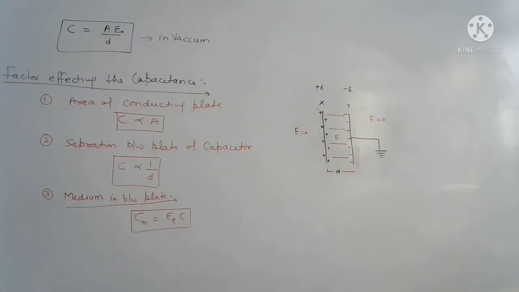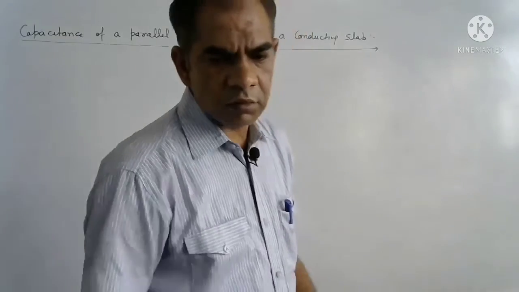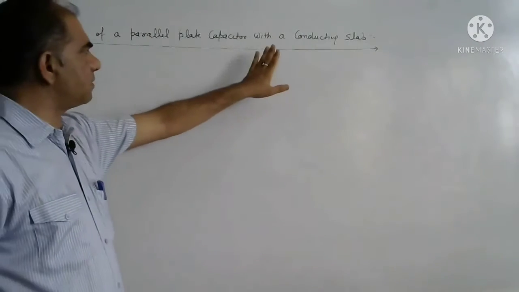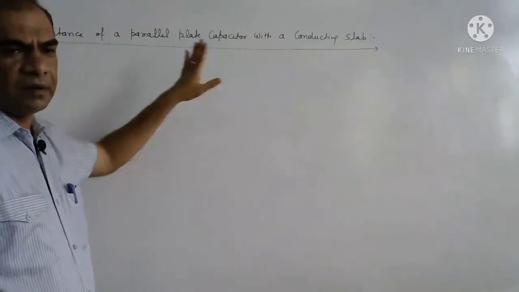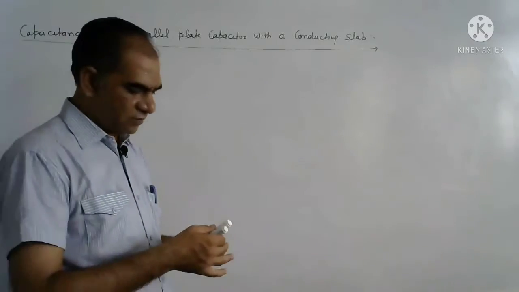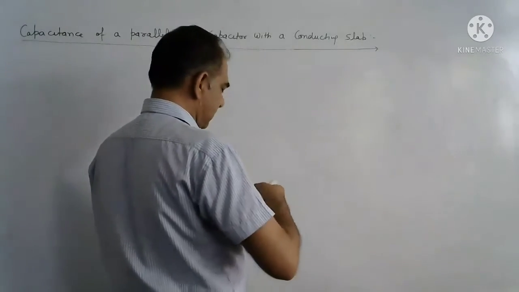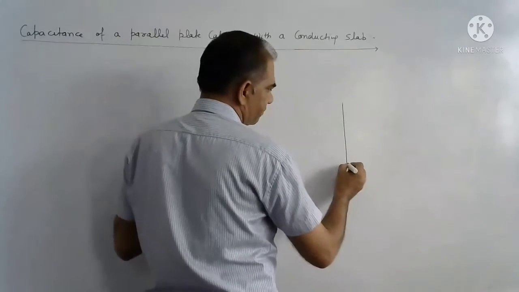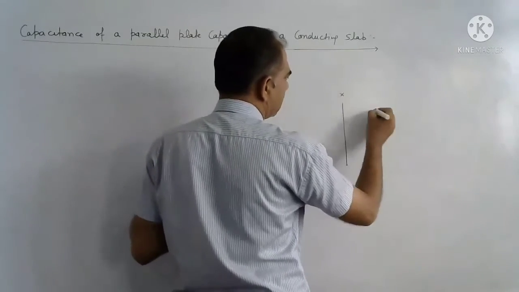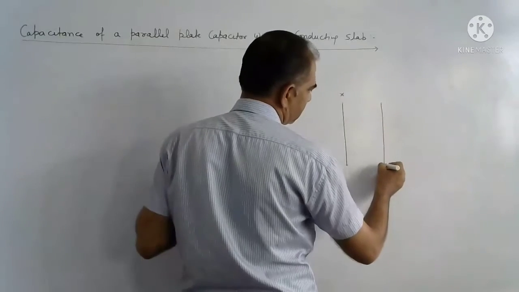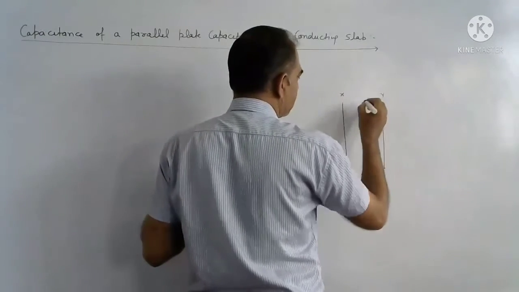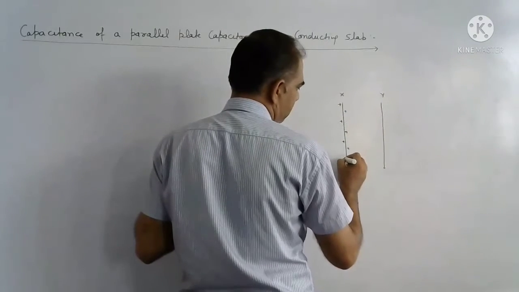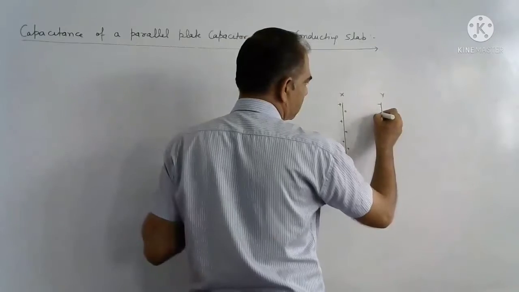We also derive the derivation as follows. Now we discuss a parallel plate capacitor with a conducting slab, and how much its capacitance varies. So we take it like this: this is the first plate X, and this is the second plate, Y. We already discussed that this carries positive charge, and here negative charge is induced.